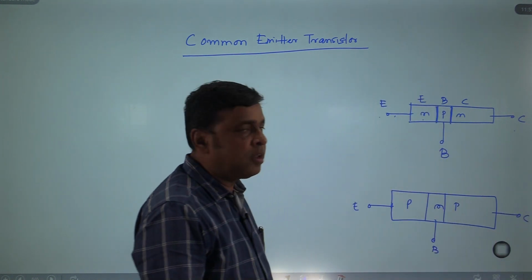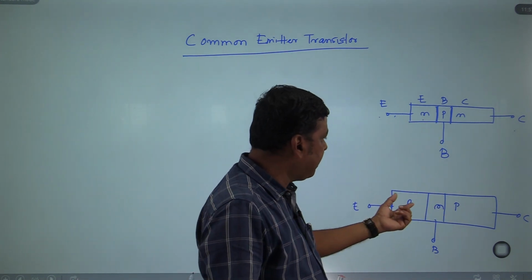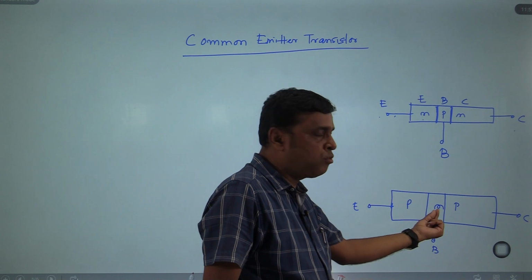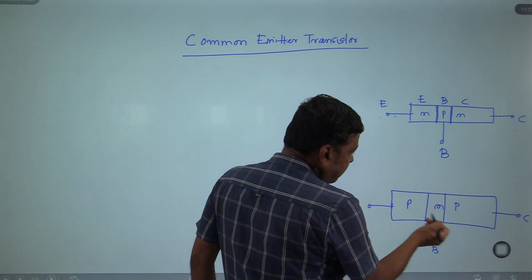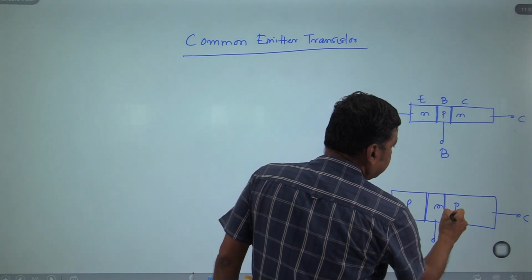What is the basic difference between NPN and PNP transistor? In PNP, two P type semiconductors are fused with an N type semiconductor, and the same thing, this is a 3 layer, 3 terminal and 2 junction electronic device.